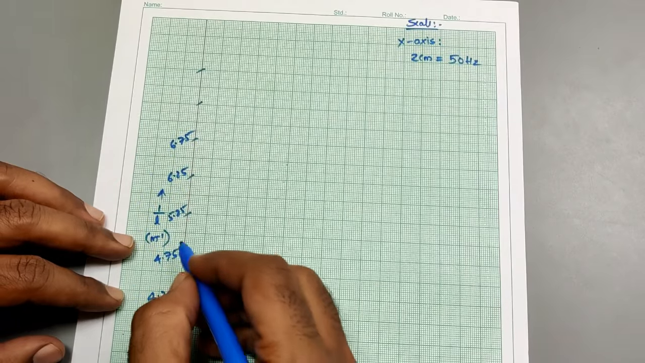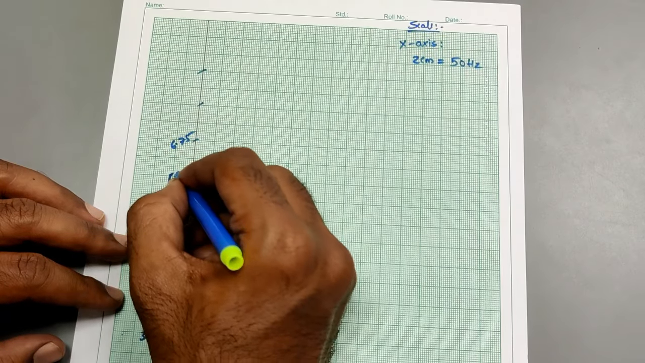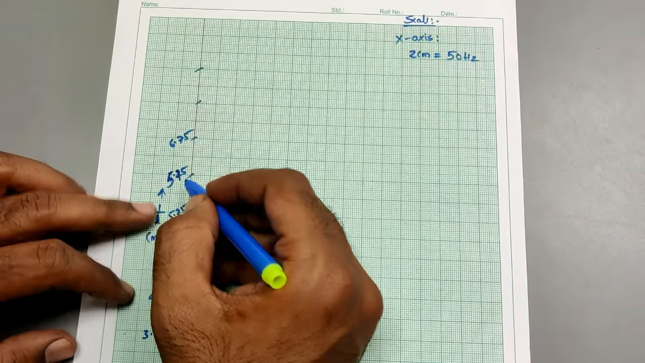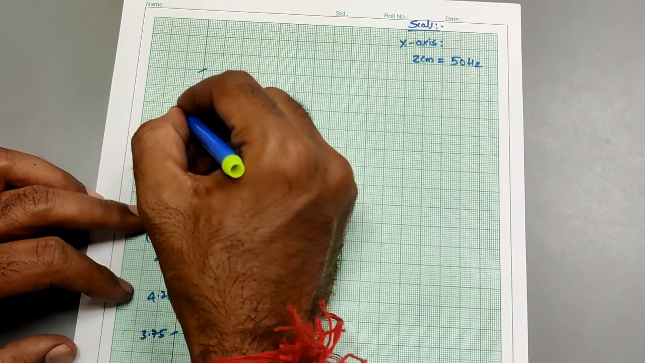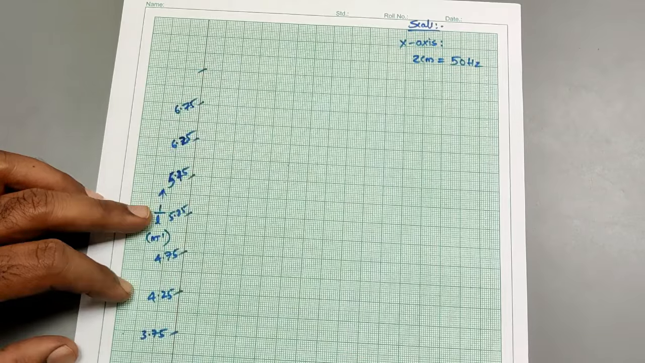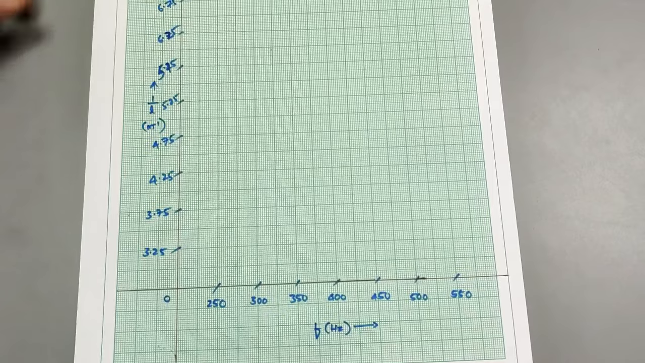Sorry, we have skipped one thing here. So here it should be 5.75. 5.25, 5.75, and this has to be 6.25. 6.25, and this will be 6.75. Clear? So like this we have to take the values. Okay, now go on plotting the values.